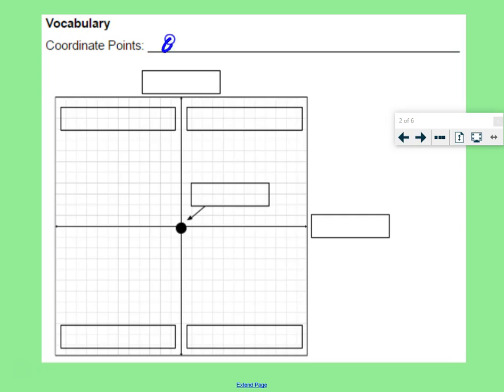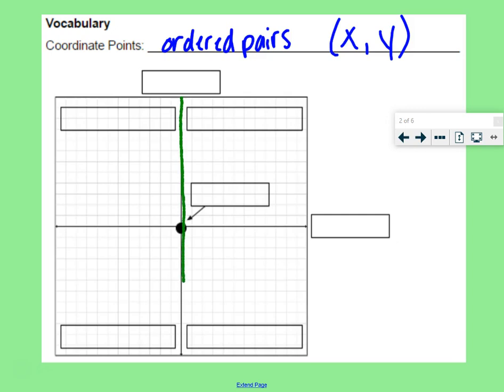Coordinate points, we also call them ordered pairs, and they are an x-coordinate combined with a y-coordinate. Your axes on your graph: the one that goes straight up and down, your vertical axis, is your y-axis. And then the one that goes left and right, horizontal, is your x-axis.